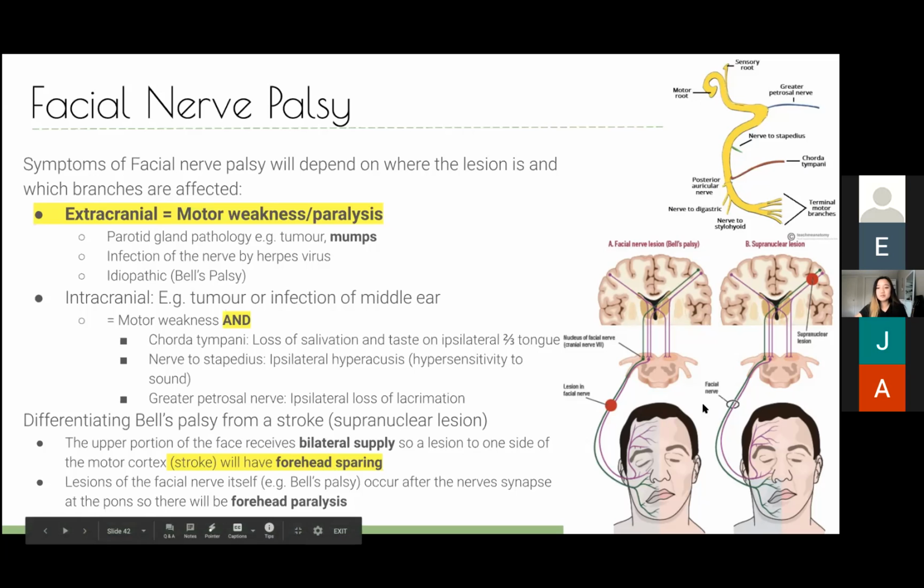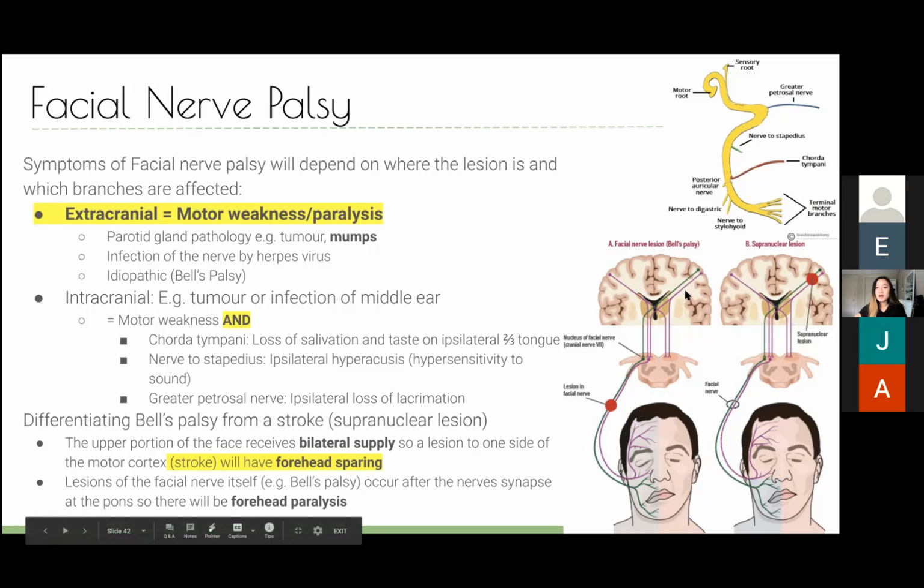Differentiating Bell's palsy from stroke. The easy way to remember is stroke is forehead sparing, and that's basically all you'll ever be asked. But if you'd like to know why, it's because you have bilateral innervation of both. So you can see that it comes from both sides, and then they kind of join together in your facial nerve to supply your whole face.